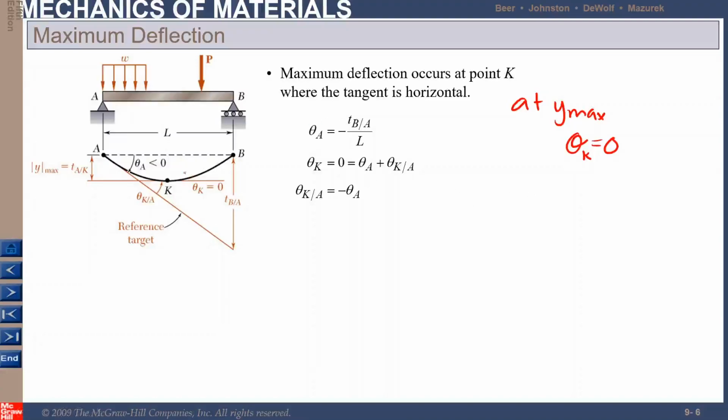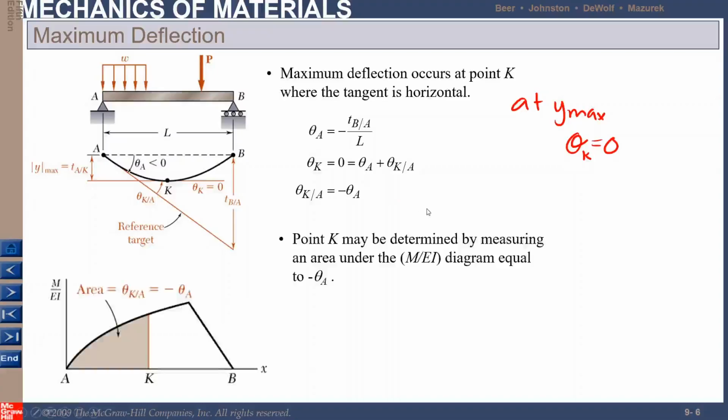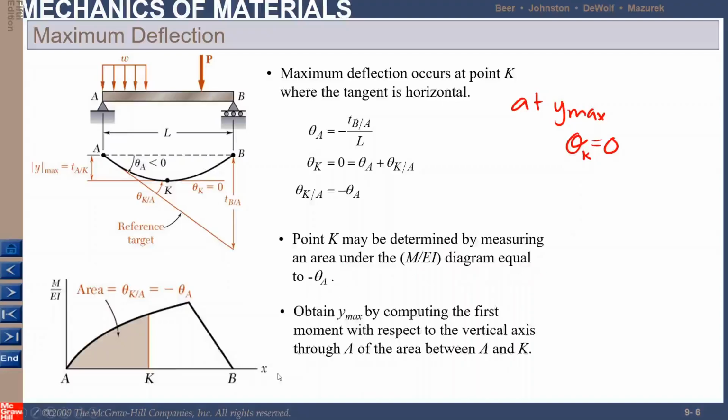In this case, we can use the moment area theorem. We have theta A, the same as the one we already solved previously, so theta A is equal to minus tBA over L. Then theta K, which is 0, is the same as theta A plus theta K over A. So theta K in reference to A is just minus theta A. We can find the point K by measuring the area under the M over EI diagram, which will be equal to minus theta A. After we get the distance from A to K, we can compute the value of Y max by taking the area times X bar.